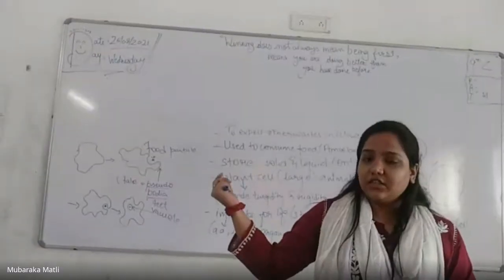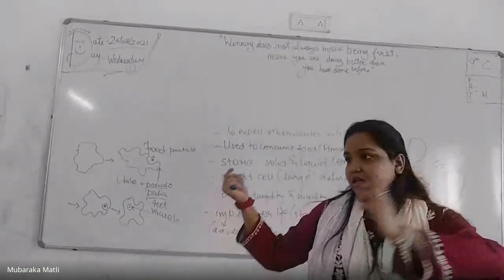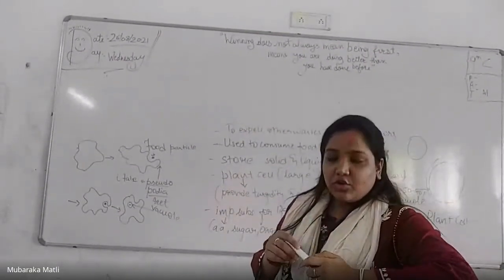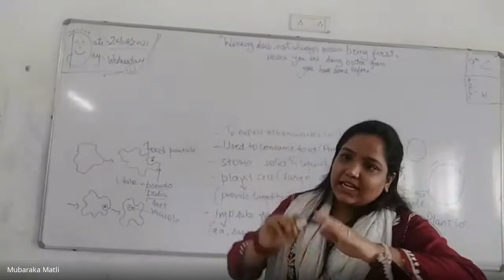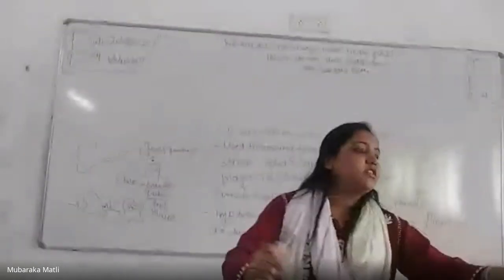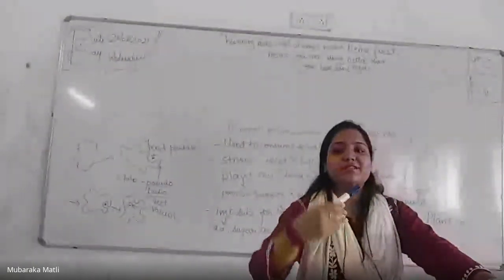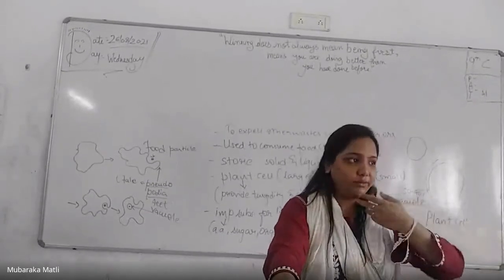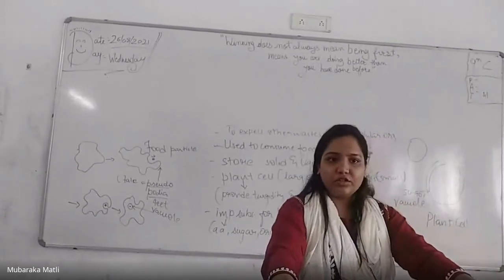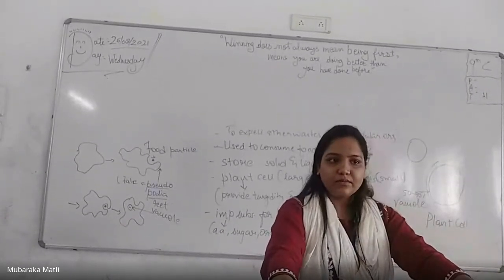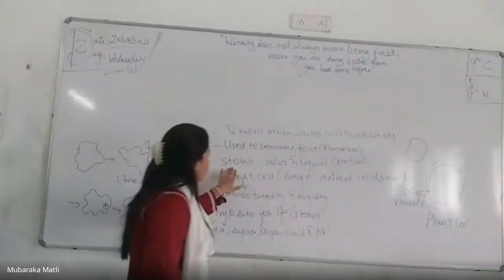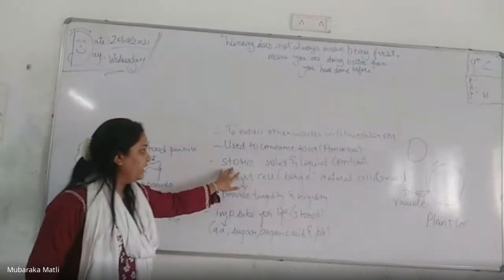Just like in these unicellular organisms it is used for consuming food, in other unicellular organisms it is also used for expelling waste. Expelling waste means to remove waste. Understood? What do vacuoles do? What are they used for? Storing solid or liquid content.